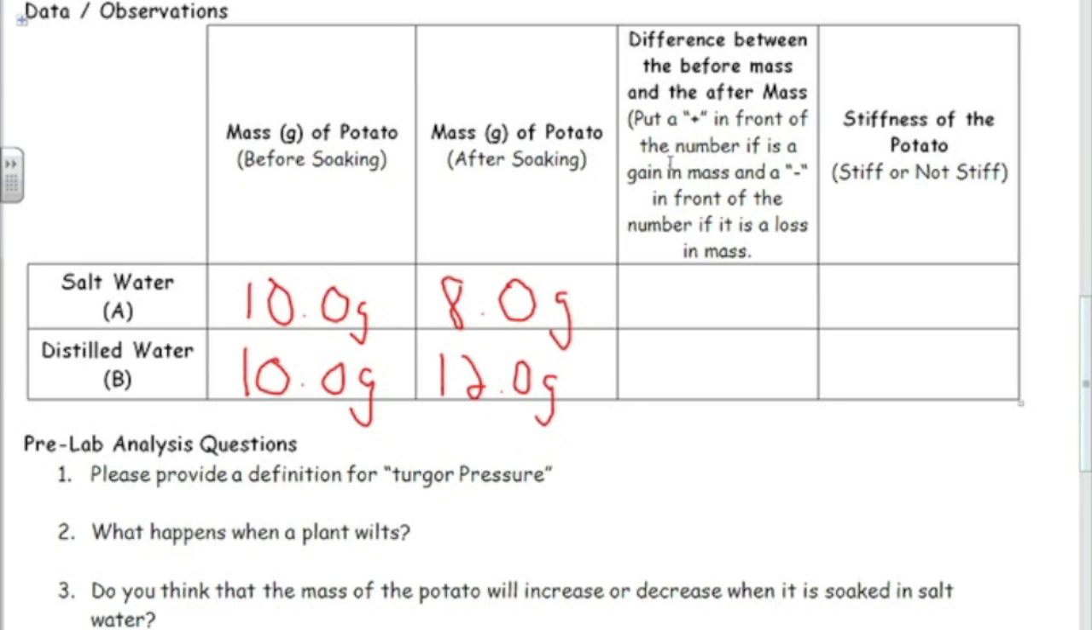If we look at this section over here, we can find the difference before and after, and use a plus sign if there's a positive change in mass and a minus or negative sign if there is a negative change in mass. So the salt water actually lost a mass of 2 grams, whereas the distilled water gained a mass of 2 grams. So go ahead and write this sample data set down in the data and observations data table.